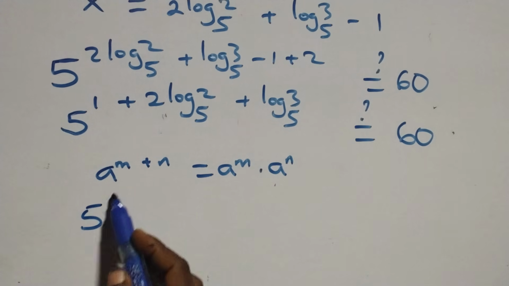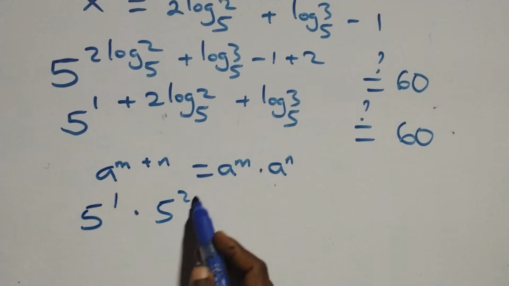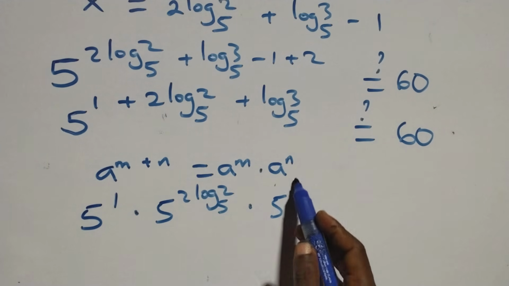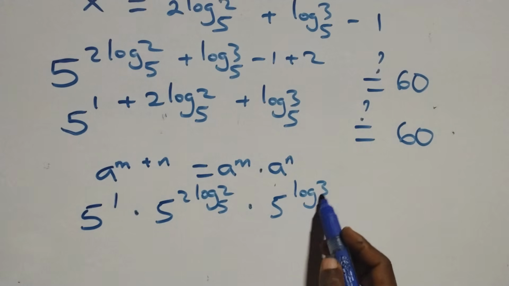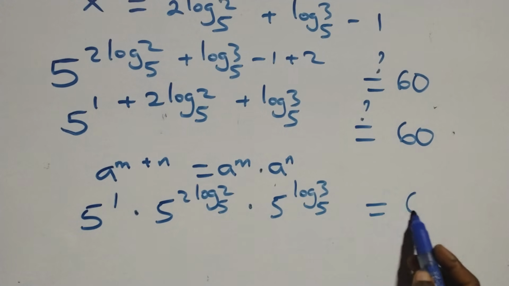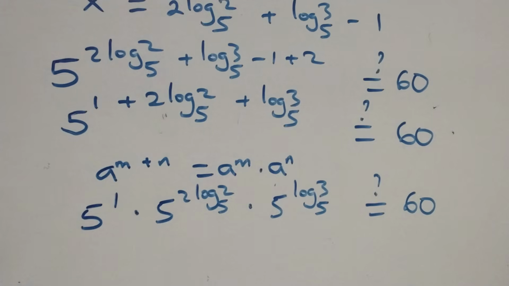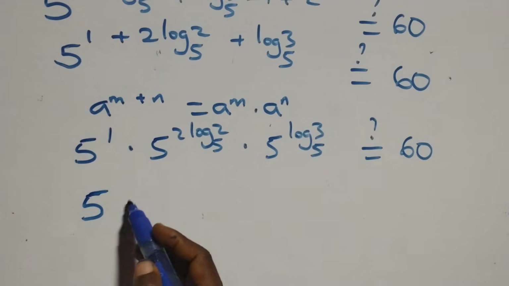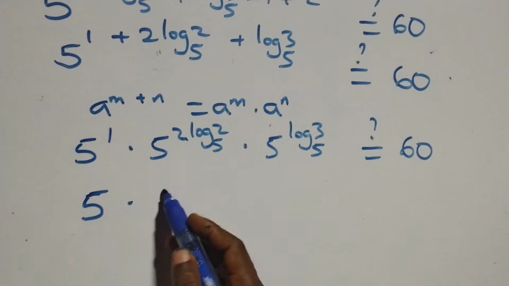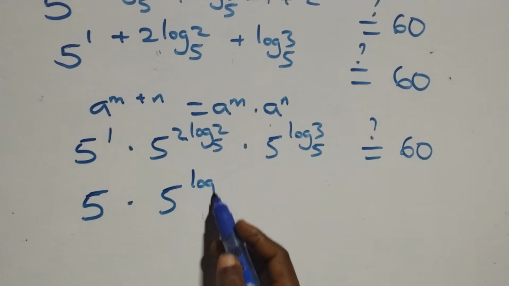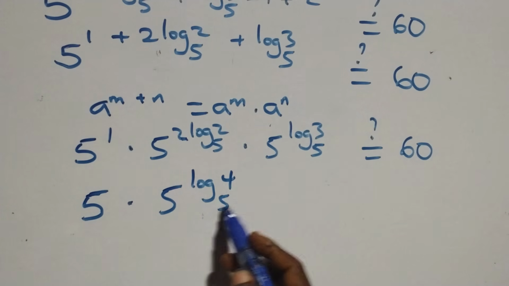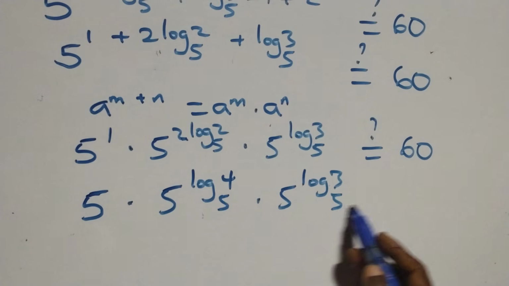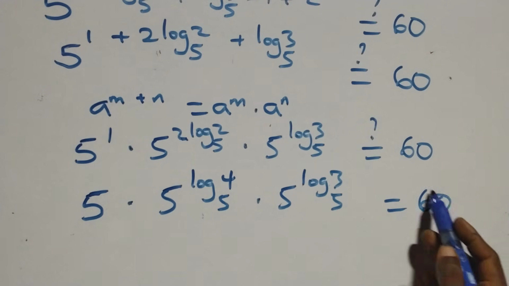This here we have 5 raised to power 1 times 5 raised to power 2 log 2 base 5 times 5 raised to power log 3 base 5. This equals 60 on this side. Then 5 raised to power 1 here, that's 5. And times here we reverse this 2 from power log. We have 5 raised to power log 2 squared, which is 4, base 5, times also 5 raised to power log 3 base 5 here. Is it equal to 60 on this side?